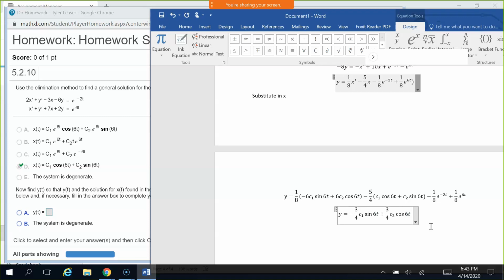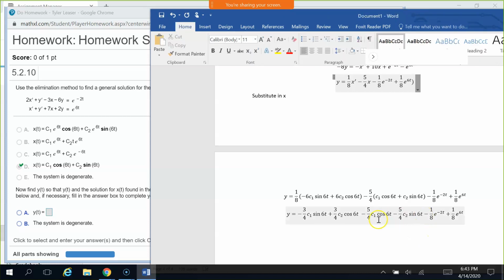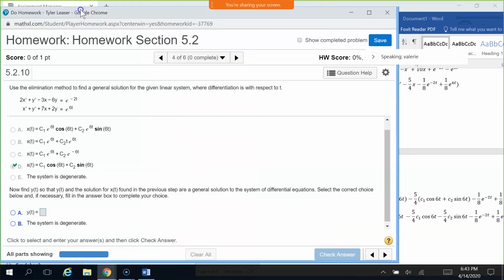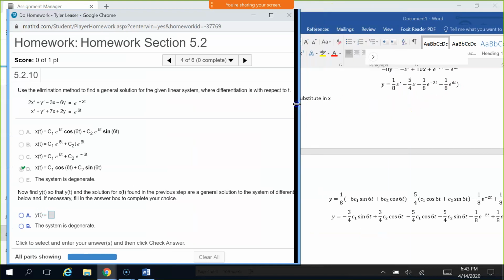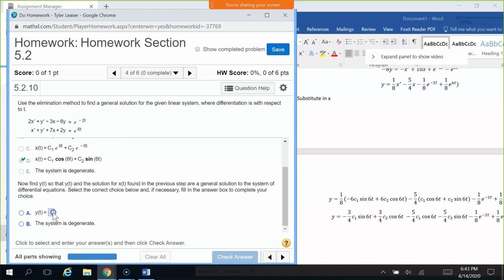Oh, this is going to be gross. All right, yeah, none of these combine together. So you're just kind of stuck with it. Hopefully if I type it in, it'll work though.